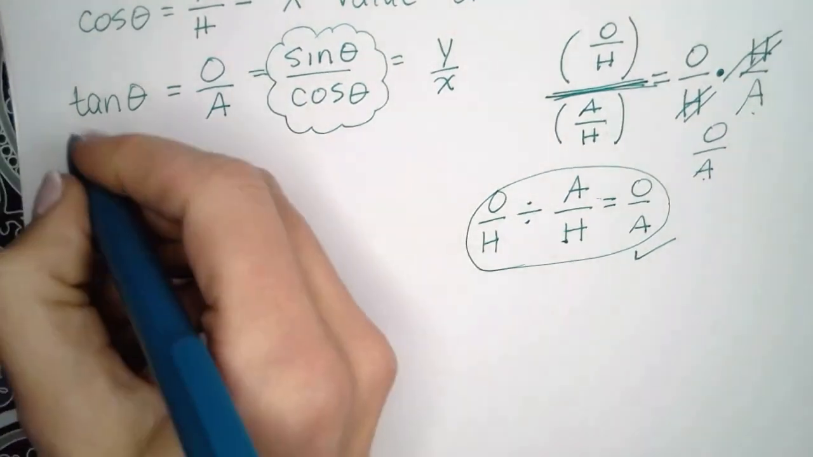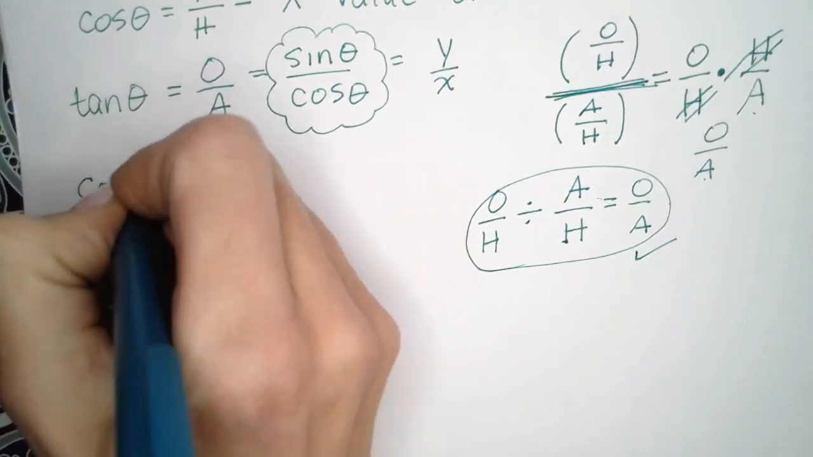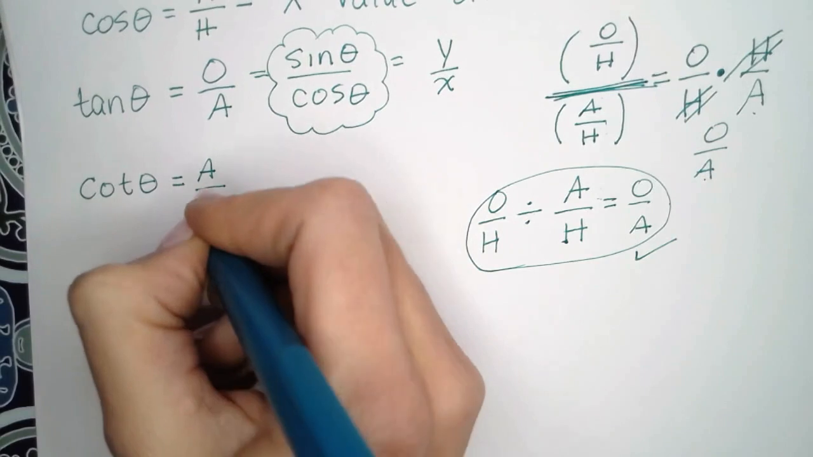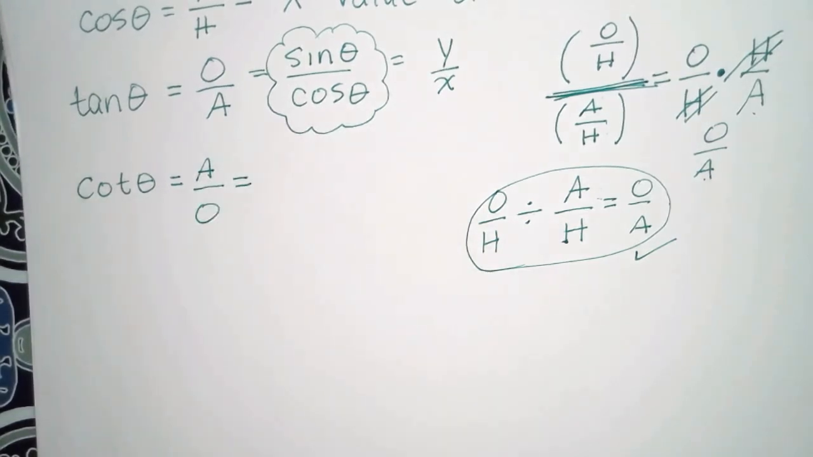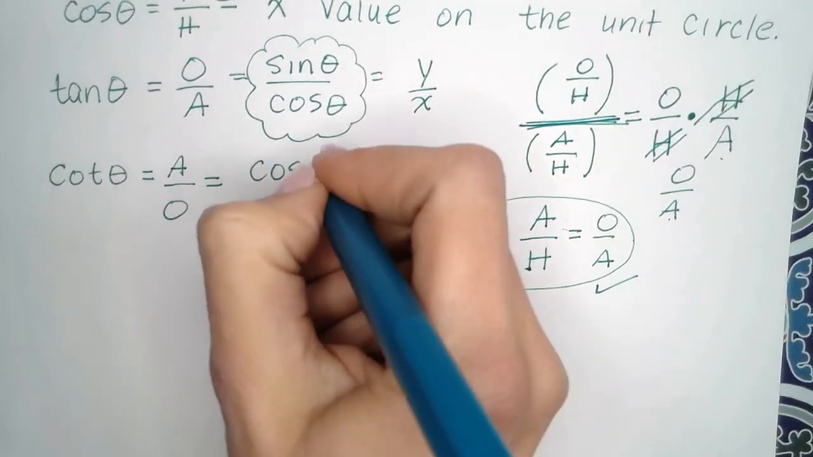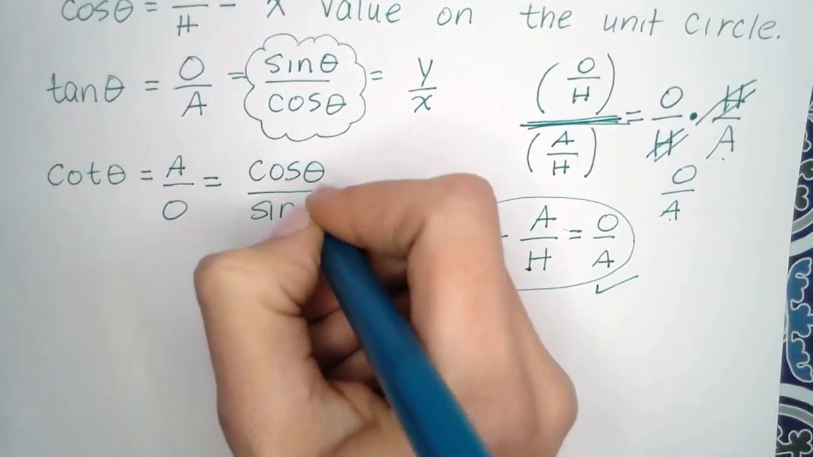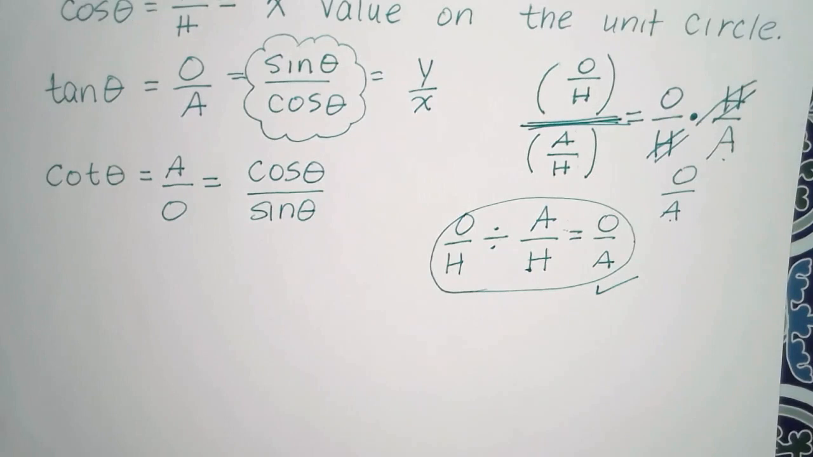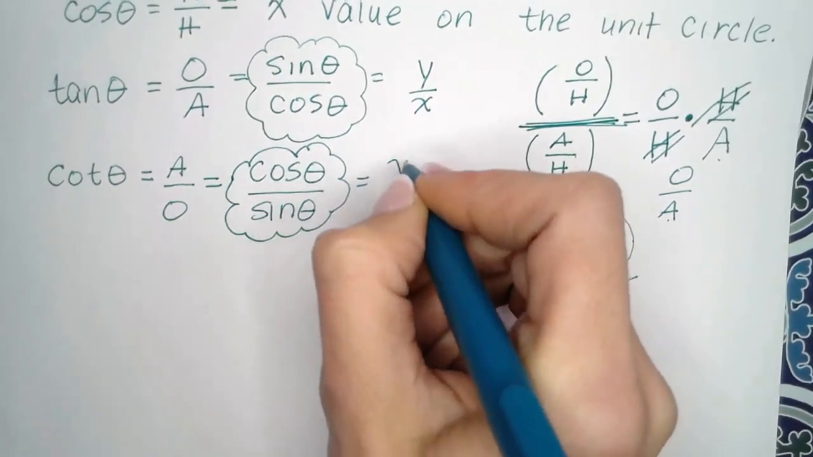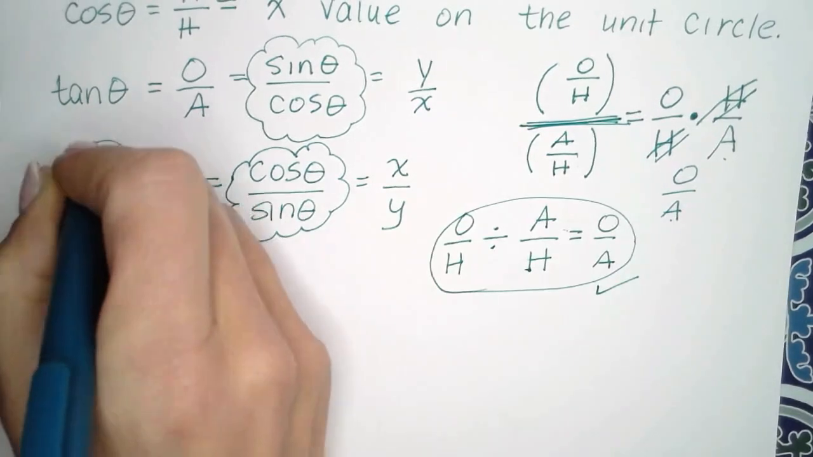Now the next one, after tangent, is cotangent. I'm going to put the co function right after it. Now cotangent is adjacent over opposite. So what do you think we could say cotangent is equal to? Good. Cosine over sine. That's perfect. So this ratio, which is still also the x over y, is equal to cotangent.